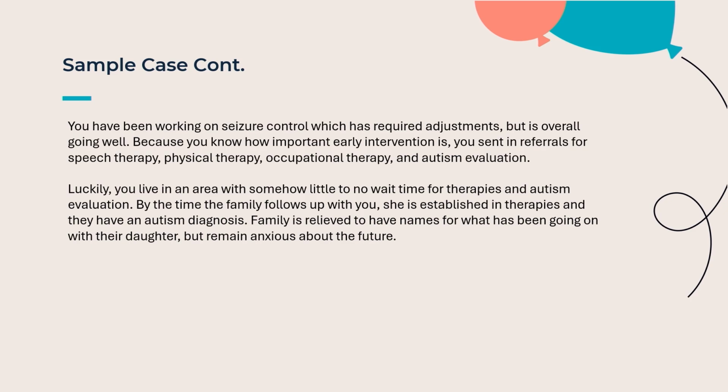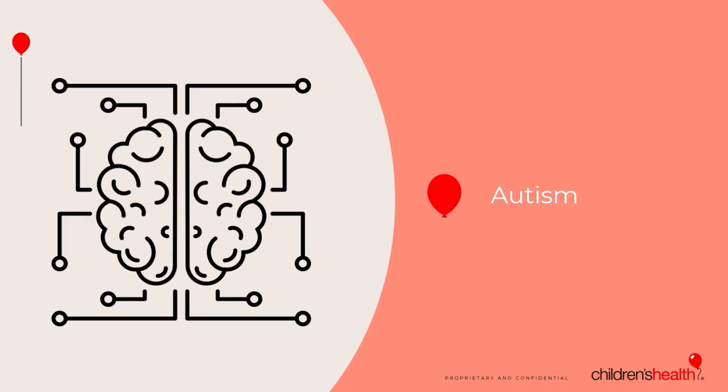Okay, going back to our sample case, you've been working on seizure control, which has required adjustments, but is overall going well. Because you know how important early intervention is, you sent in referrals for speech therapy, physical therapy, occupational therapy, and autism evaluation. Luckily, you live in an area with somehow little to no wait time for therapies and autism evaluation. By the time family follows up with you, she's established in therapies and they have an autism diagnosis. Families relieved to have names for what has been going on with their daughter, but remain anxious about the future. So next, we're just going to go into a few details about autism.